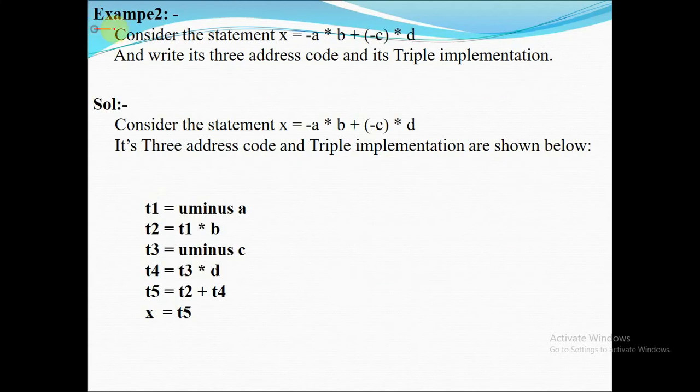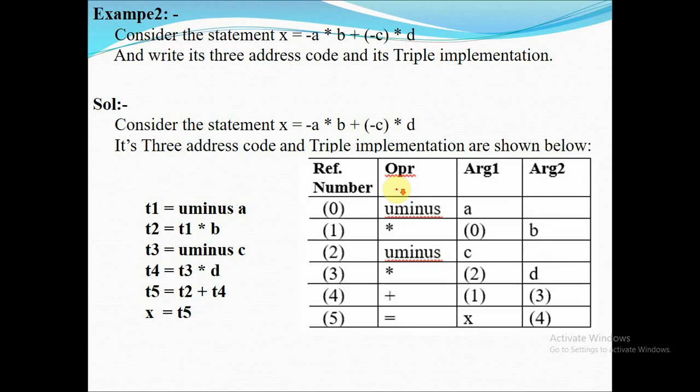Next, take example 2. Consider the statement x equal to minus a into b plus minus c into d, and write its 3 address code and corresponding triple implementation. So here, first you have to write the 3 address code, which is known to you, so written as usual. Next you have to write the triple implementation. The triple implementation will have only 3 columns as shown here.